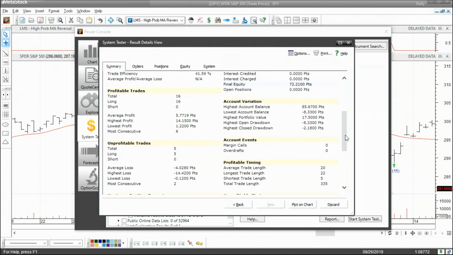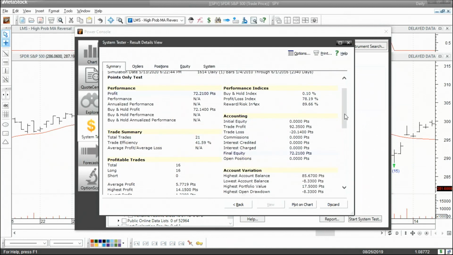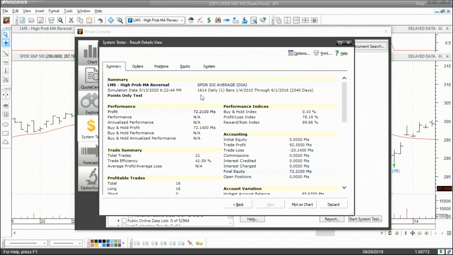But we'll scroll down here a little bit and look at this right here, this out of market timing. It's saying that it was out of the market 1,169 bars. We only tested again for the 1,600. So it was out of the market less than 500 bars. So in this particular case, it generated the same amount of money over a buy and hold in what, a third of the time, right? So again, that's pretty interesting to me.